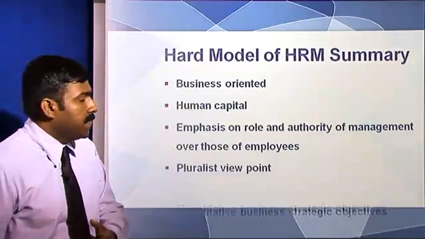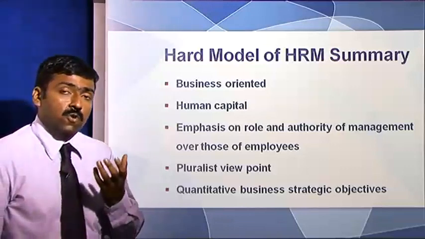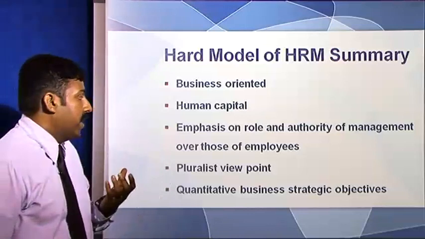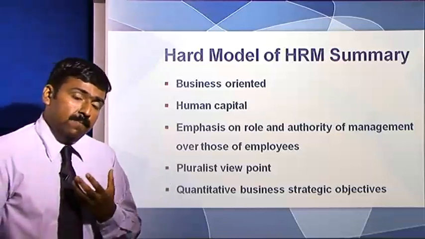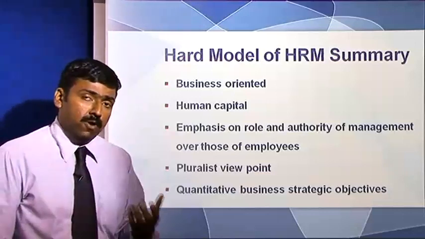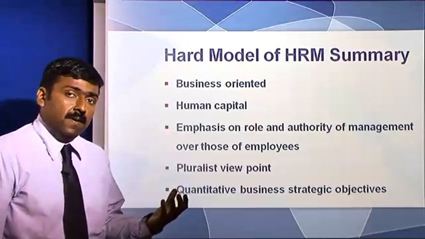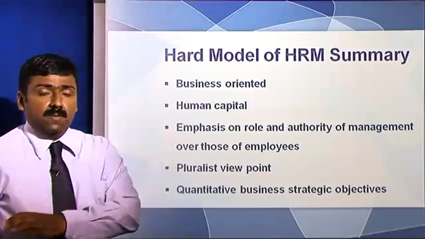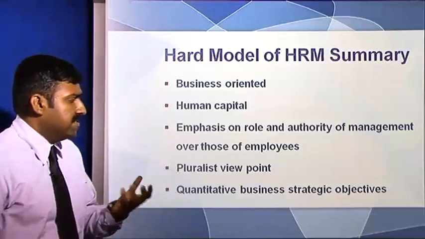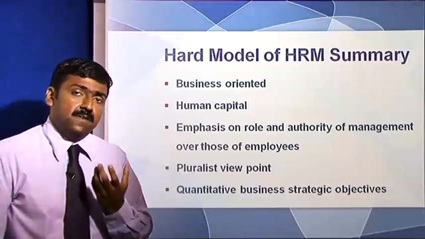The hard model of HRM is business oriented, and human resource is called human capital, and the emphasis is on the role and authority of management over those of employees. Business and management takes priority over the needs and motivation of employees. Pluralist viewpoint: the needs and objectives of business and the management are different from the needs and objectives of the employees. So the two different ends. The quantitative business strategic objectives always focus on quantitative tangible business results.